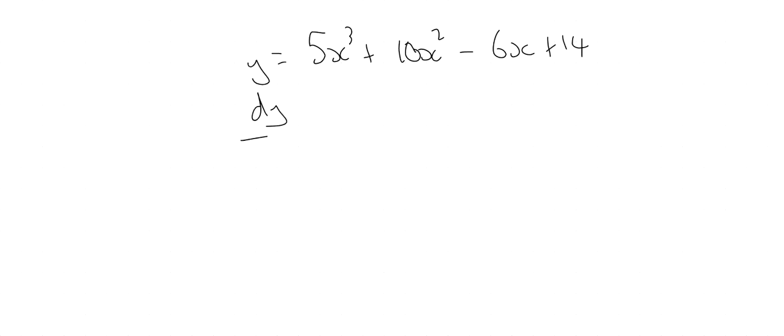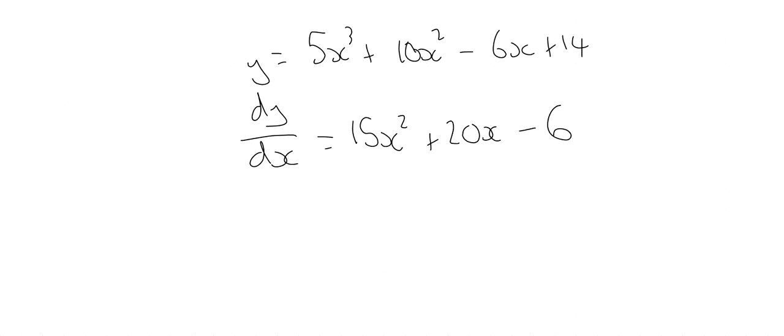So if I have 5x cubed plus 10x squared minus 6x plus 14, so y equals this. So dy/dx, we remember all this? How do I differentiate the first term? 15x squared. Remember, you bring this number down, multiply it, and then subtract by 1. 20x minus 6. That's it. Okay, so that is my derived function.